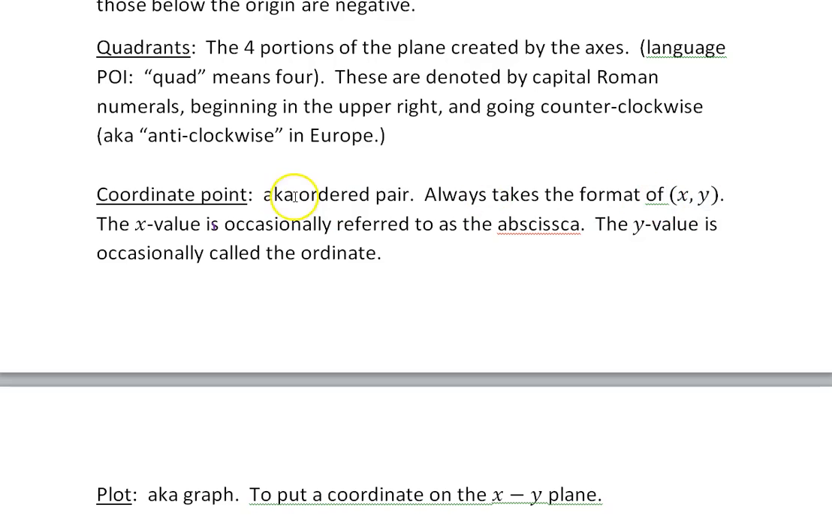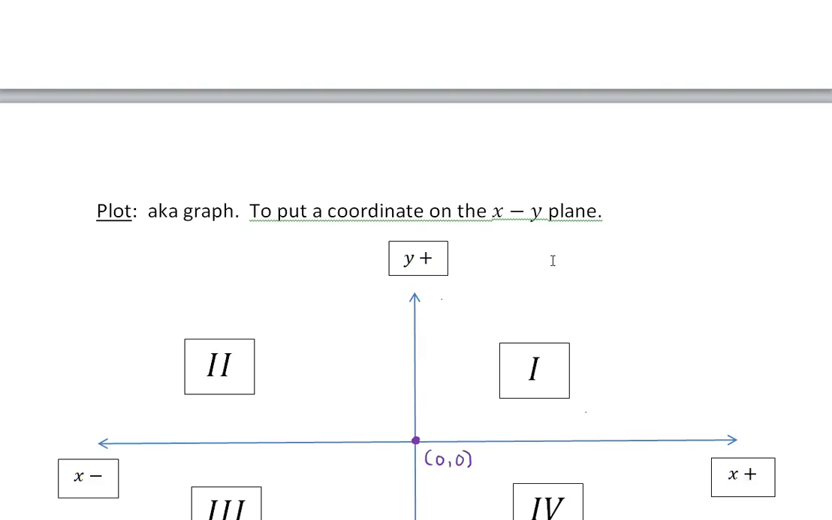Okay, so the x value is occasionally referred to as the abscissa, and the y value is occasionally referred to as the ordinate. I will not be chasing those down on you. I don't use those terms practically ever. I just want to make certain that you've at least seen the words. All right, so for plotting, this is where we're going to graph something.